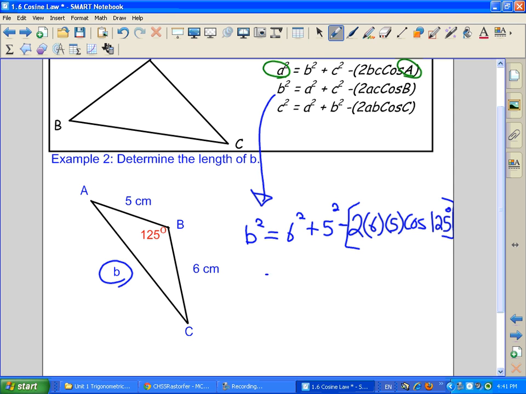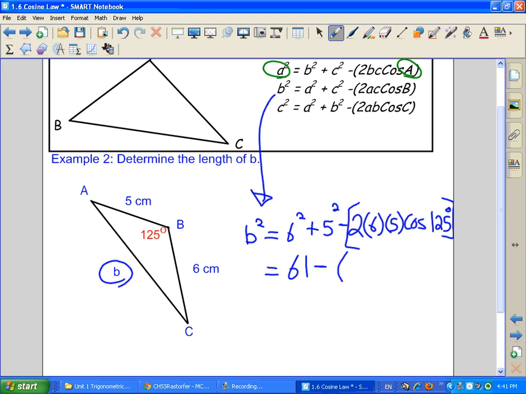Okay. So we can do this using our calculator. So 6 squared plus 5 squared is, well, 36 plus 25 is 61. And then you've got to be careful here. Subtract, and when we plug this in our calculator, ladies and gentlemen, you're going to notice that you get a negative value here. Okay, so let me just grab my graphing calculator.